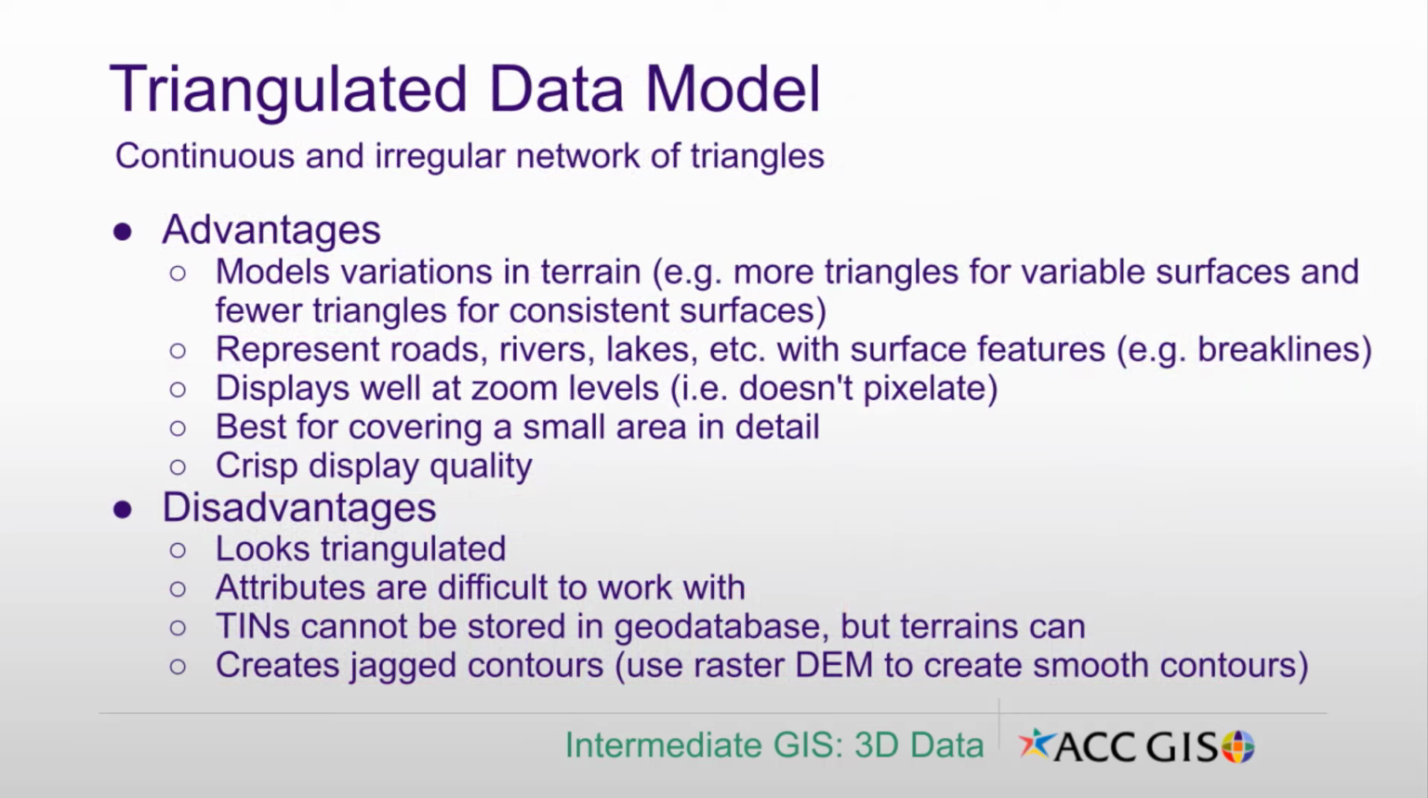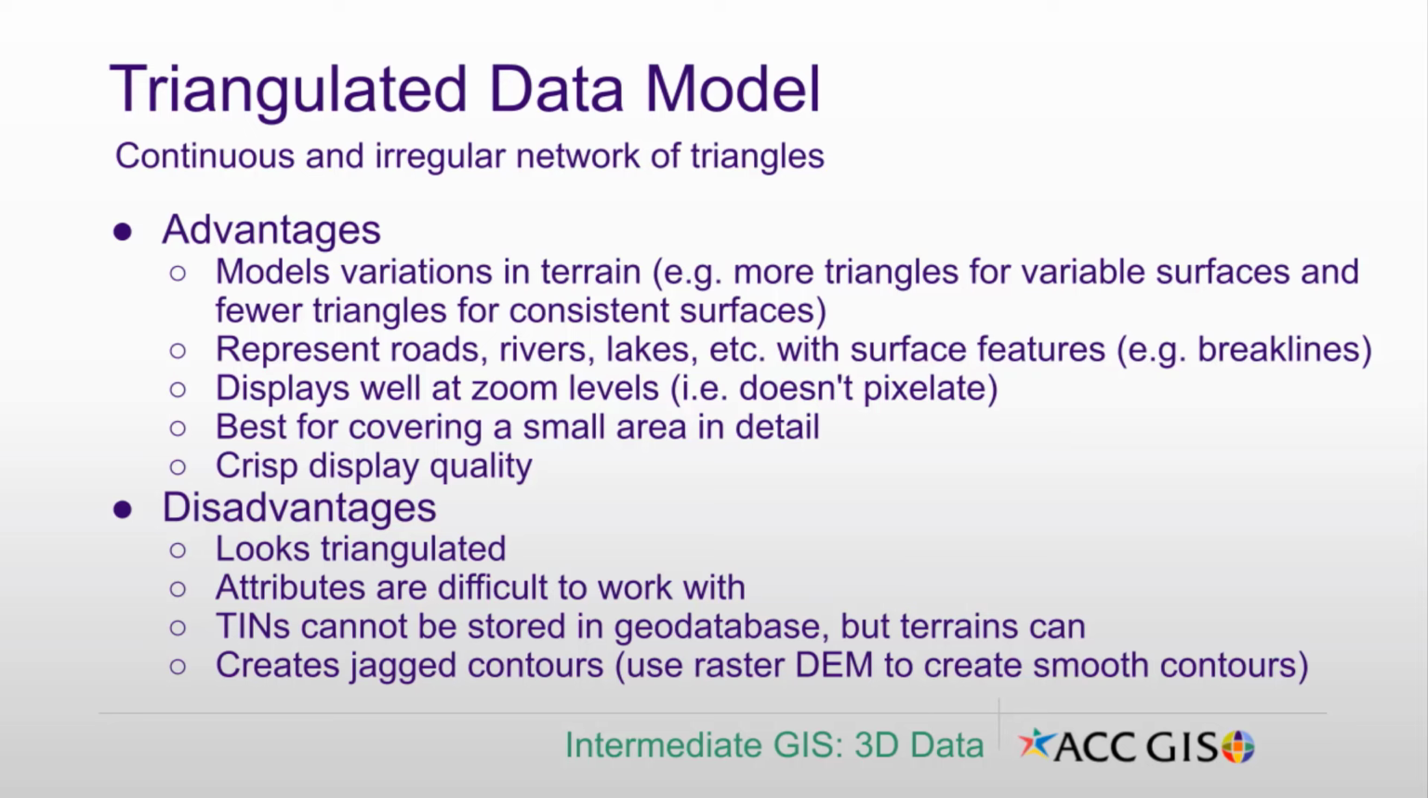And so what are the advantages and disadvantages of the triangulated data model? The advantages are it's really great at modeling variations in terrain, more triangles for variable surfaces and fewer triangles for consistent surfaces. It's really great at representing roads, rivers, lakes, etc., with surface features directly in your triangulated irregular network. It displays well at multiple zoom levels. It doesn't pixelate like raster data does. It's best for covering a small area in detail, and it has a really crisp display quality.